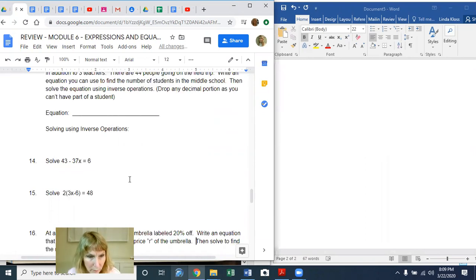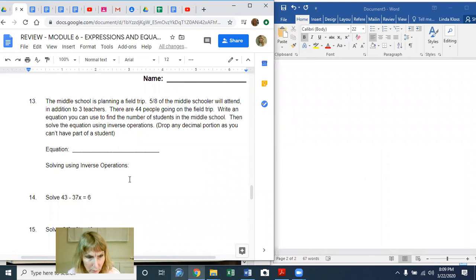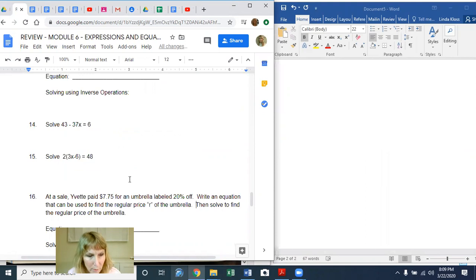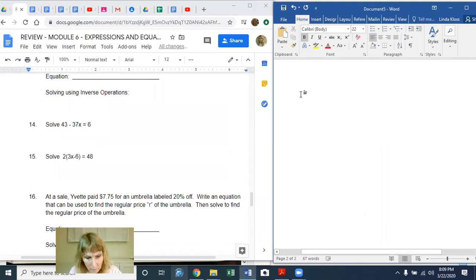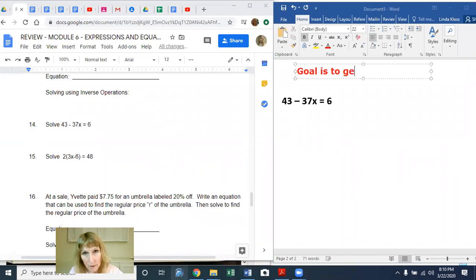Okay. Number 13 is going to be very similar to number 12. The difference is going to be there's a fraction in there. So number 14, we have to solve 43. I'll put it over here. 43 minus 37x equals 6. Now remember the goal. What is our goal? The goal is to get the variable on one side using inverse operations. Excellent.